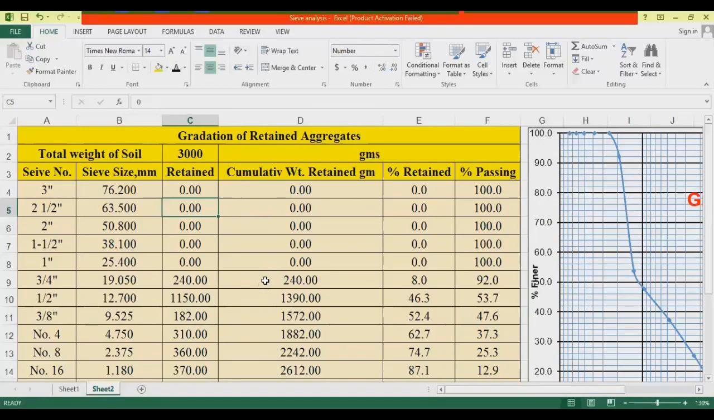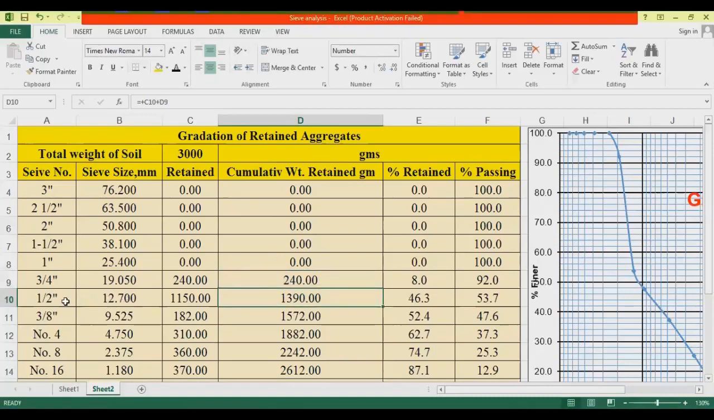Now if you talk about the 3/4-inch sieve, the cumulative weight retained over here is 240 gram. How? Because the weight retained on the 3/4-inch sieve is 240 gram and the cumulative weight retained on the 1-inch sieve is 0. So that gives us the cumulative weight retained on the 3/4-inch sieve is equal to 240 gram.